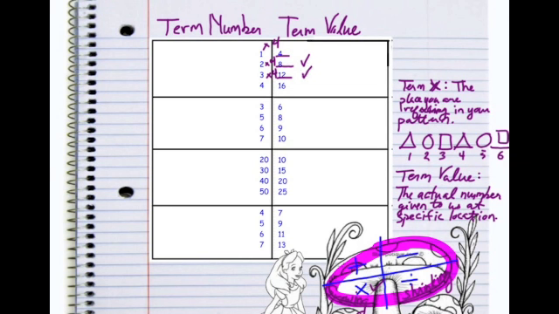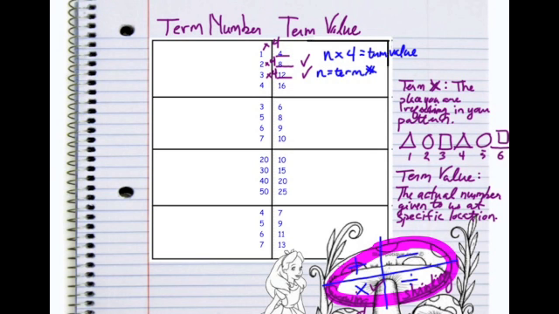Once I've checked several of these examples, I know that this process is working. So I can write the rule for my pattern number 1 to be n times 4, where n is my term number, and I'm equaling my term value. So at any time in my pattern, if I take my term number and I multiply it by 4, I'll equal my term value.